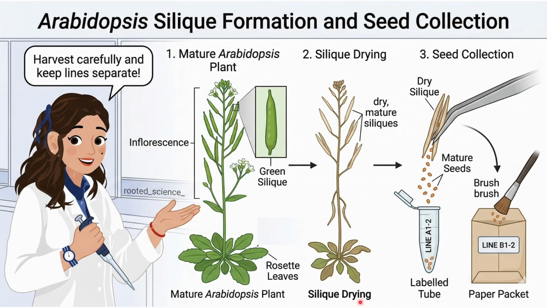Where once the siliques start drying, we have the mature siliques. We can collect these dry siliques and brush off the seeds and store them into different packets with proper labels for our experiments.